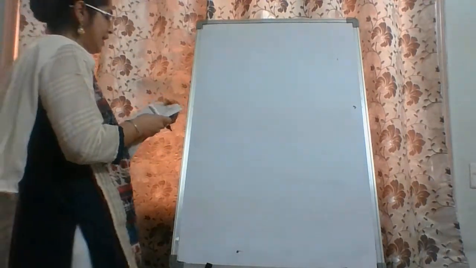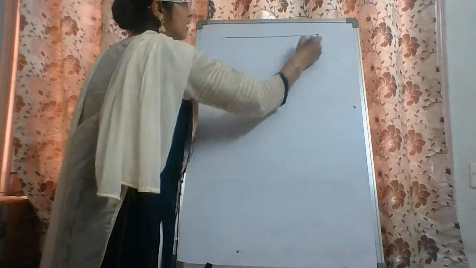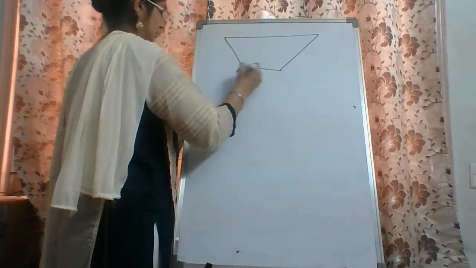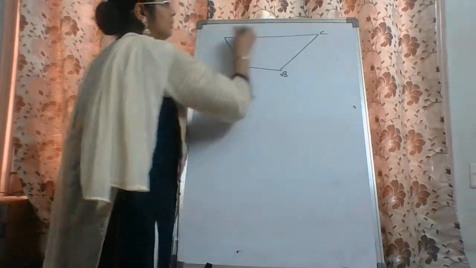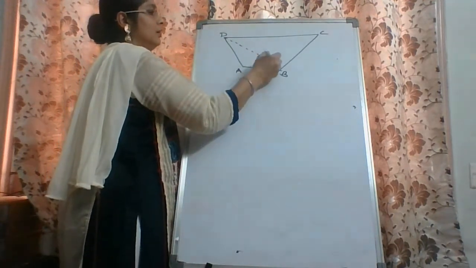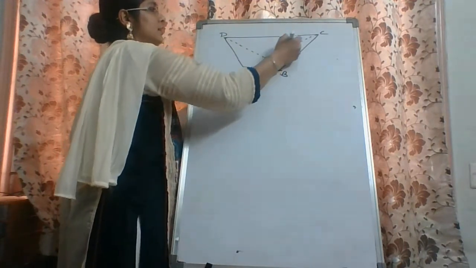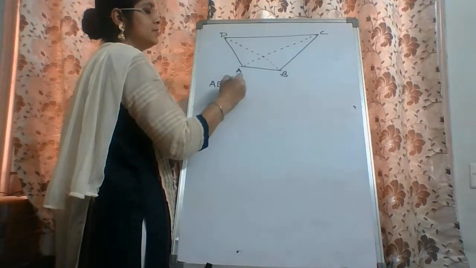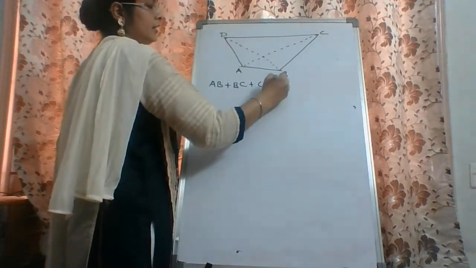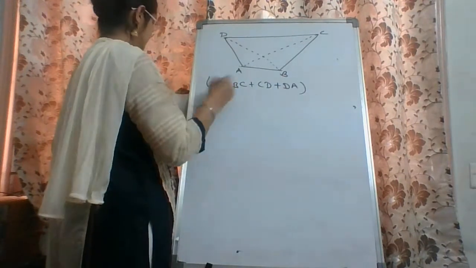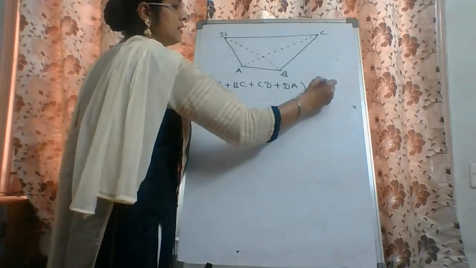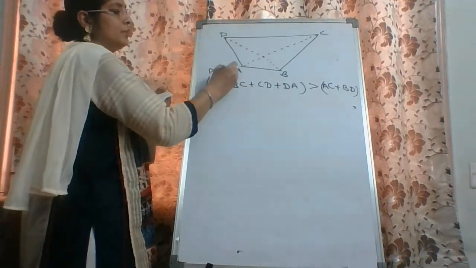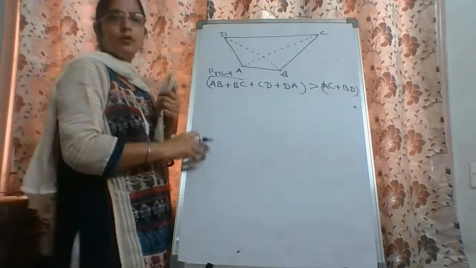You are given a quadrilateral ABCD. This is the quadrilateral ABCD. BD and AC are diagonals. Here AB plus BC plus CD plus DA is greater than AC plus BD. You have to prove this, where ABCD is a quadrilateral.